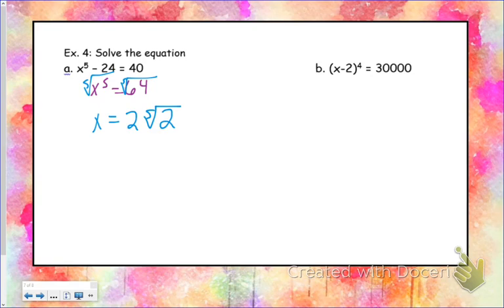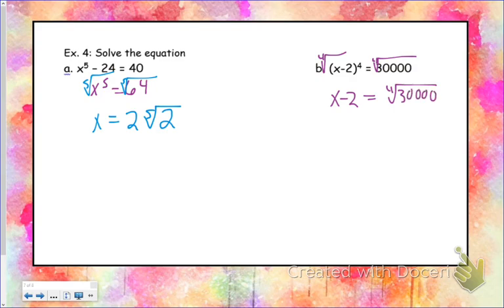All right, so now let's go to this last one. In this case, again, just order of operations here, we would need to take the fourth root before we do anything. So I would take the fourth root here. So I'm left with x minus 2. And then I've got the fourth root of 30,000.